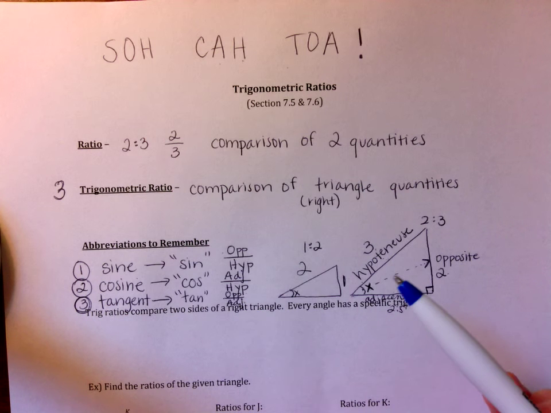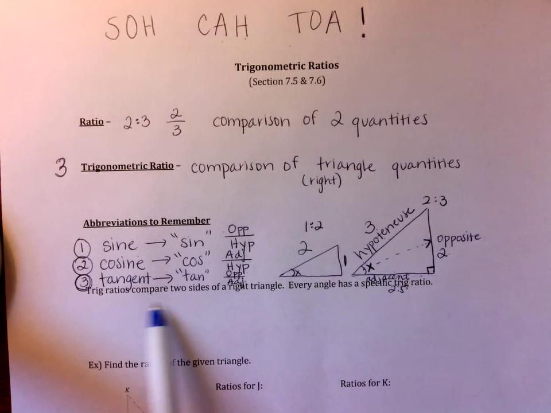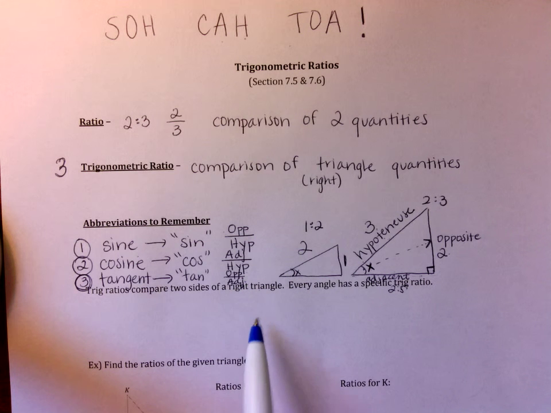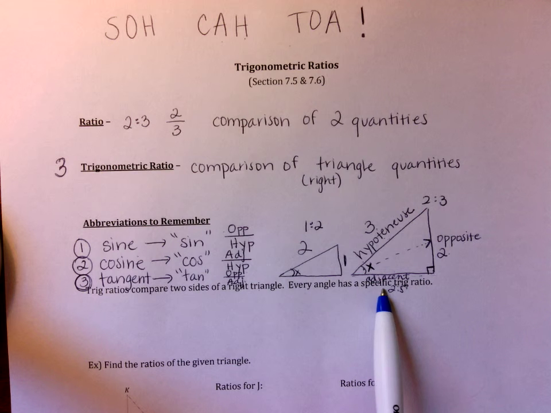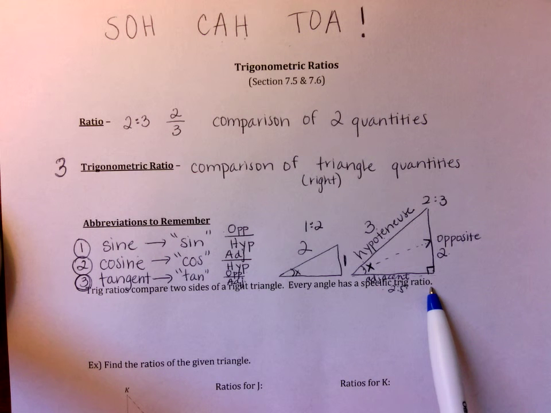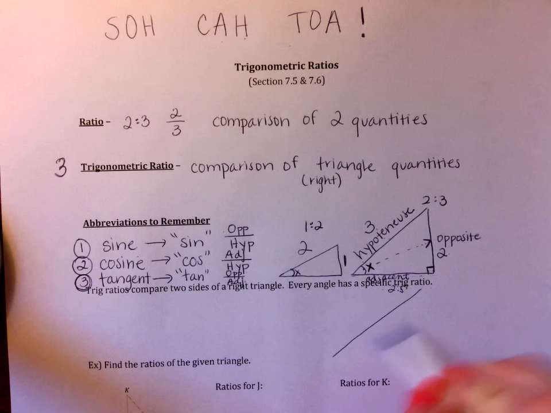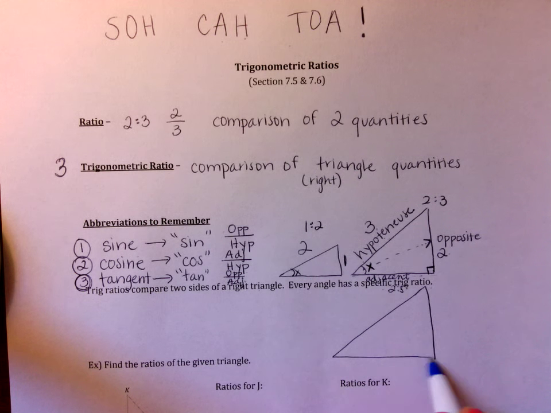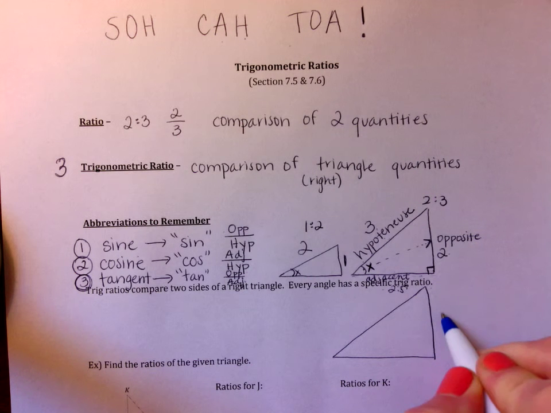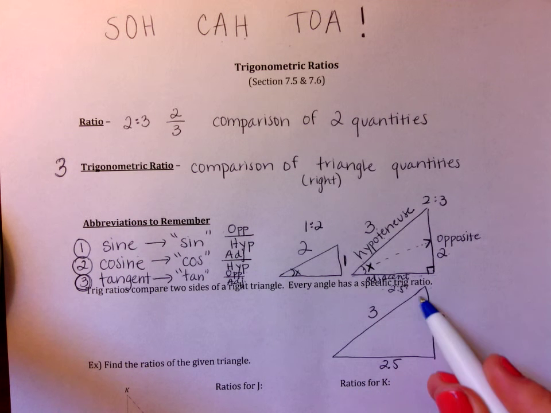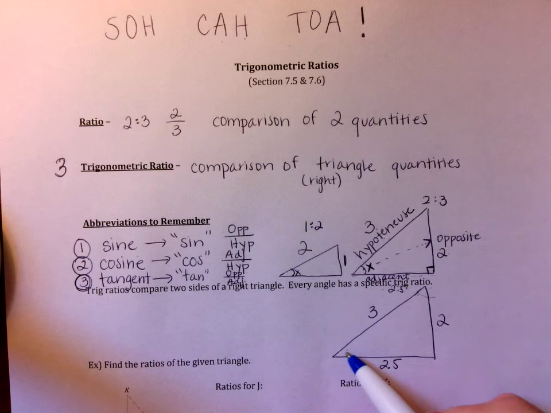All right, so every angle down here, trig ratios compare two sides of a right triangle. So we saw that in each one, it's comparing just two of the sides, not all three. Every angle has a specific trig ratio. So what that means is that if I was to redraw this same triangle, but look at a different angle, so let me redraw that. Let's say 2, 3, 2.5.